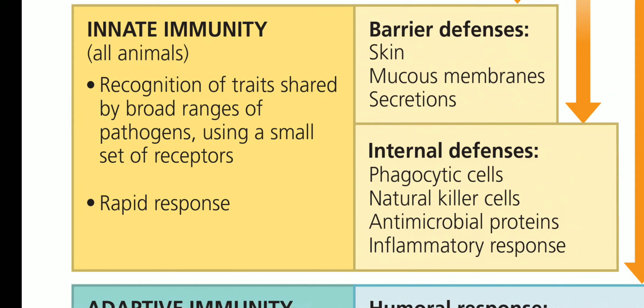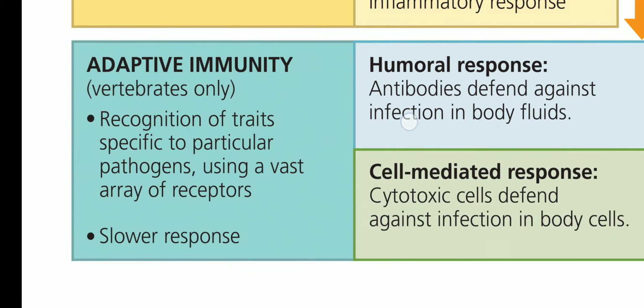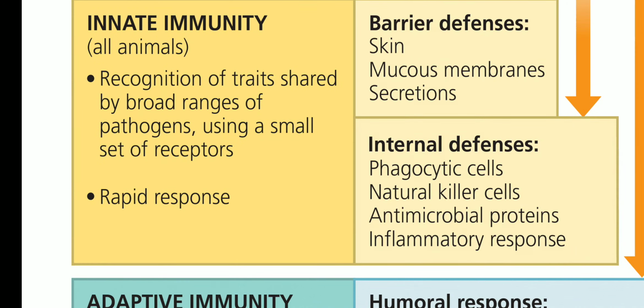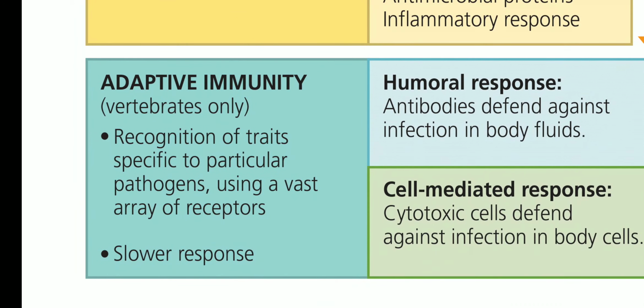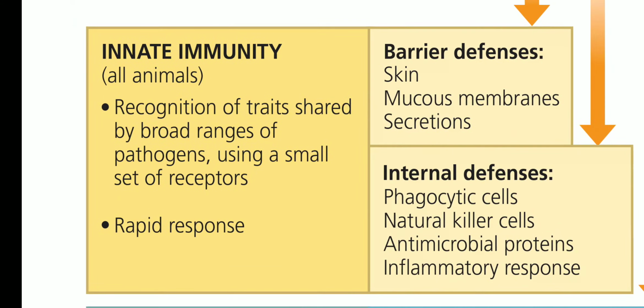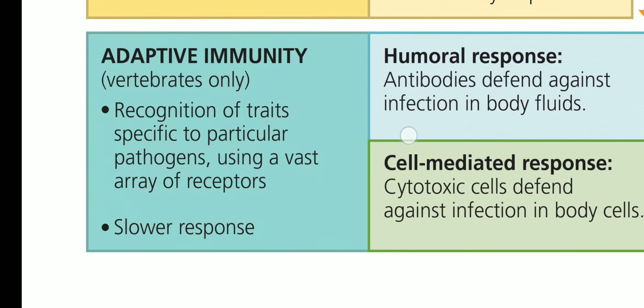In innate immunity, a broad range of pathogens is recognized by a very small, narrow set of receptors. But in adaptive immunity, the recognition uses a vast array of receptors, and those are very specific, so a very small range of pathogens is detected. Then innate is a rapid response, but adaptive immunity is a slow response. Try to get all those things, please. Innate is rapid in response, whereas adaptive is slower in response.